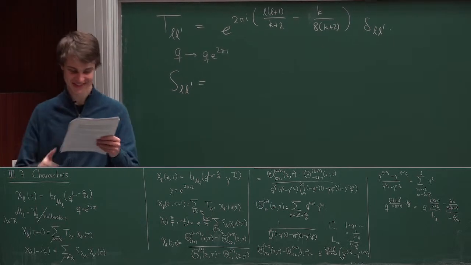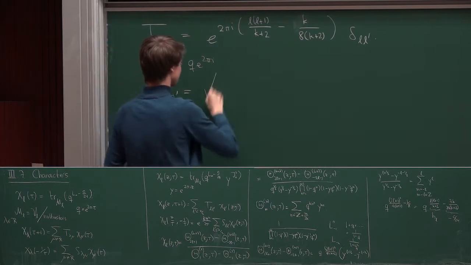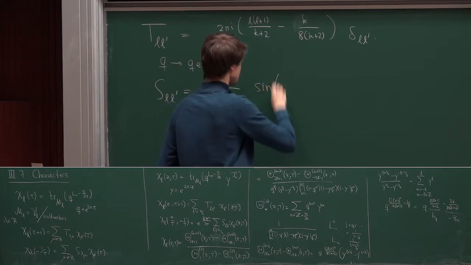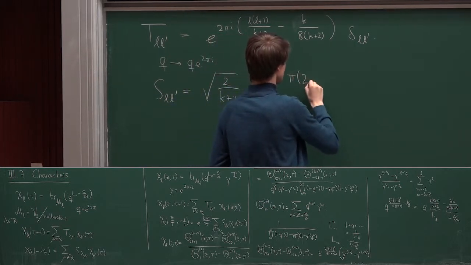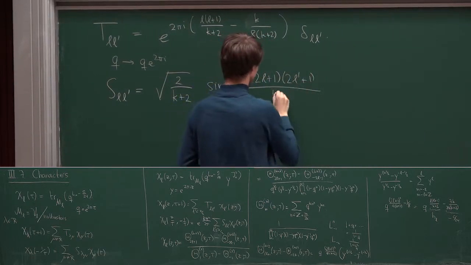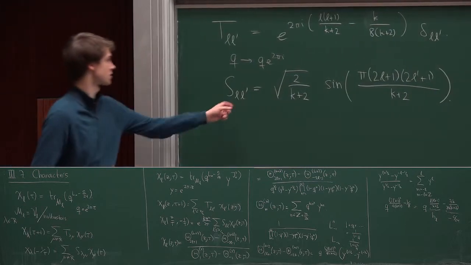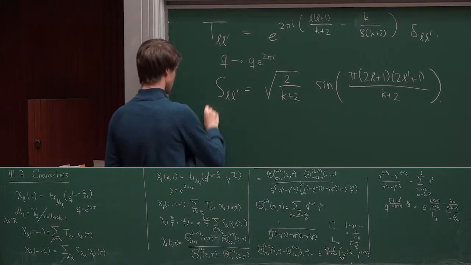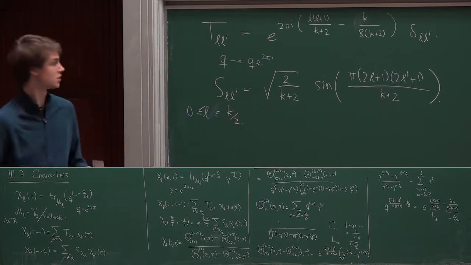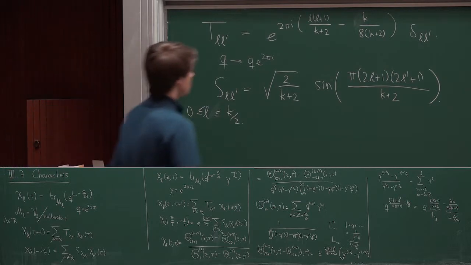So the S modular transformation is harder, and you should really do it. I encourage you to do the exercise. It's not too hard, but it's just a bit lengthy. What you get out of it is the following formula. So you get a nice sine, sin of pi (2L+1)(2L'+1) over k plus 2. So it's a finite dimensional matrix, taking arguments L, which runs from 0 to k over 2 in half integer steps. This tells you how the characters transform into each other.